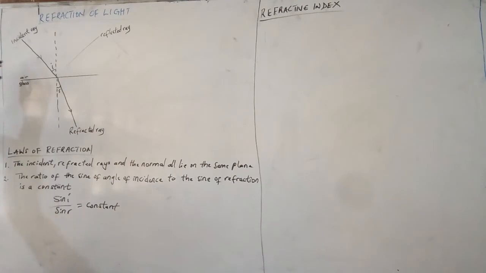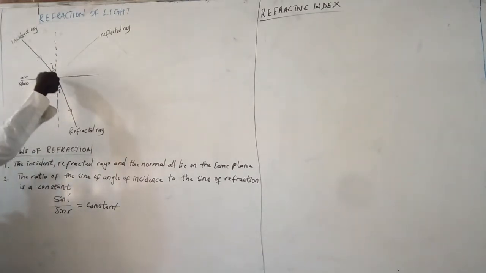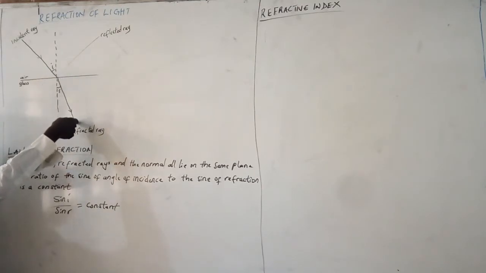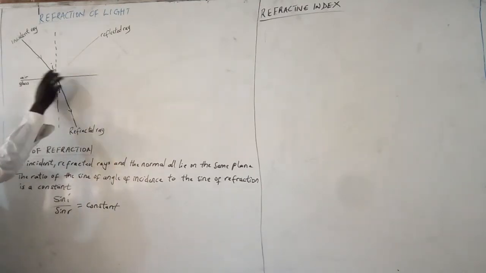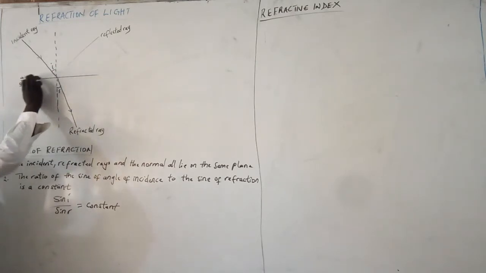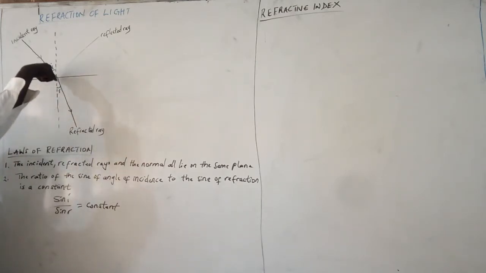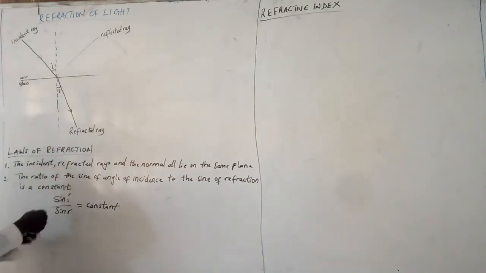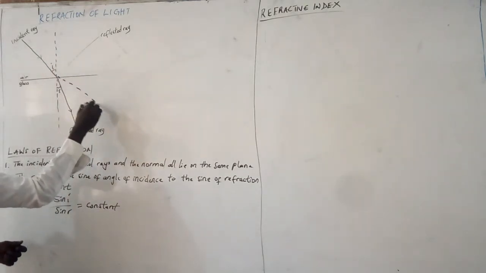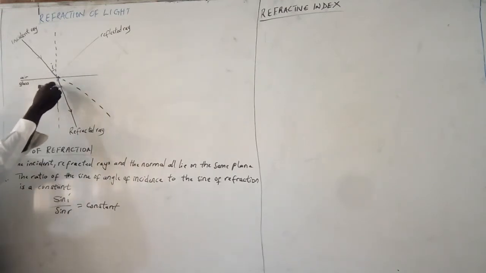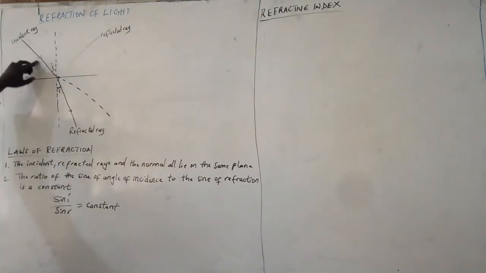That is, when light travels from one medium, like in this example, we have light traveling from a medium of air to glass. If this is the incident ray traveling this way, then at this point of incidence, it's going to bend downward this way. This medium is transparent, so light will be able to pass through it. But instead of the light moving straight this way, the light will bend at an angle.